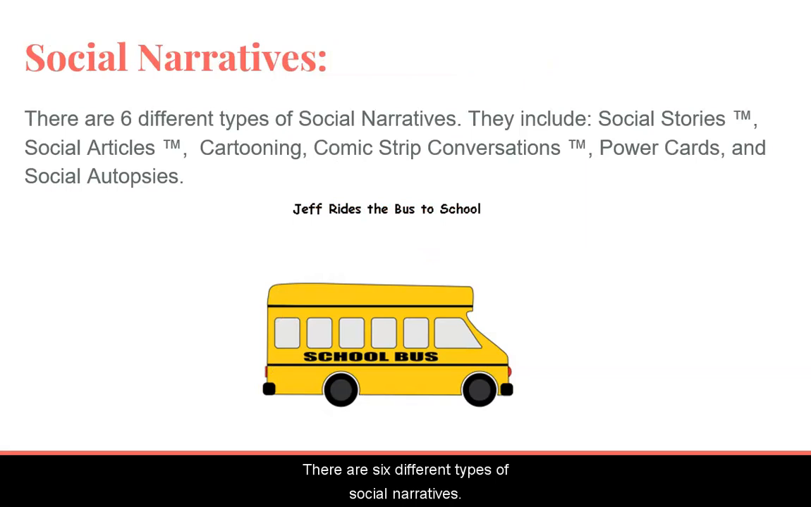There are 6 different types of social narratives. They include social stories, social articles, cartooning, comic strip conversations, power cards, and social autopsies.